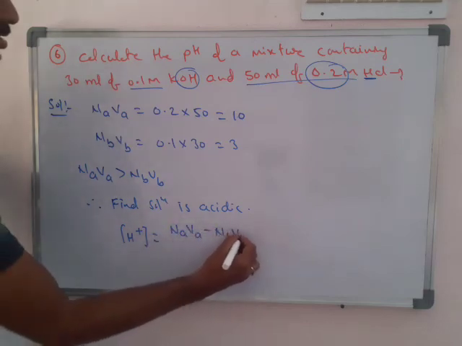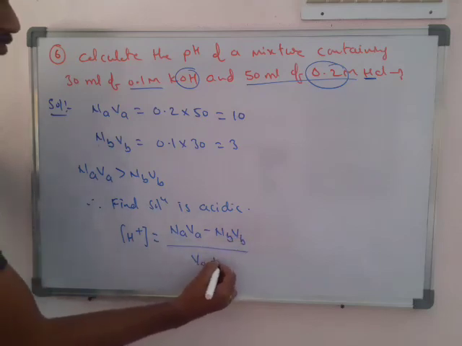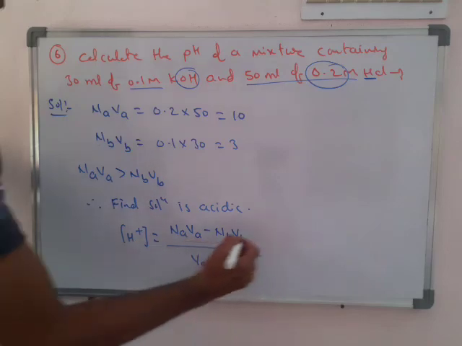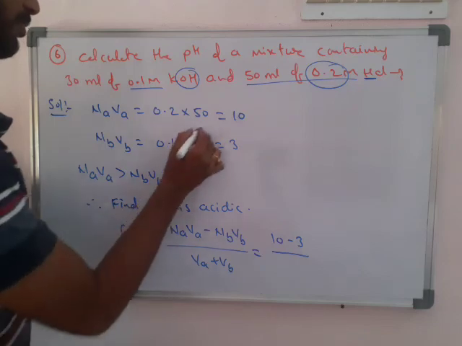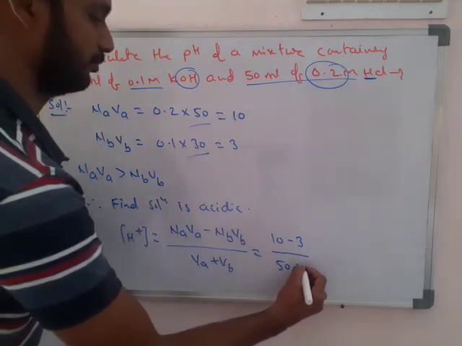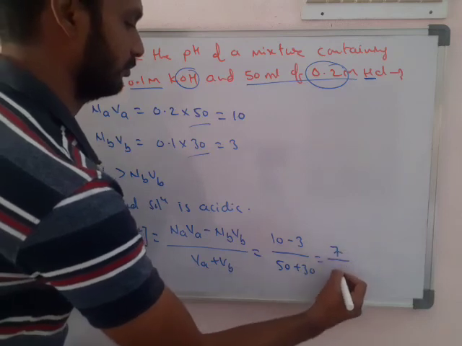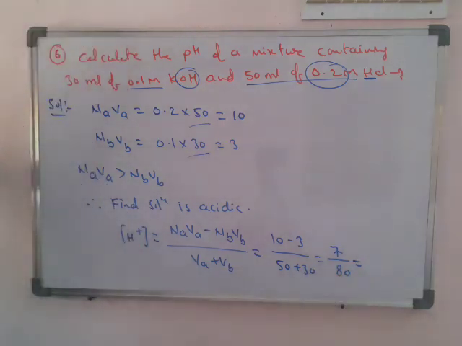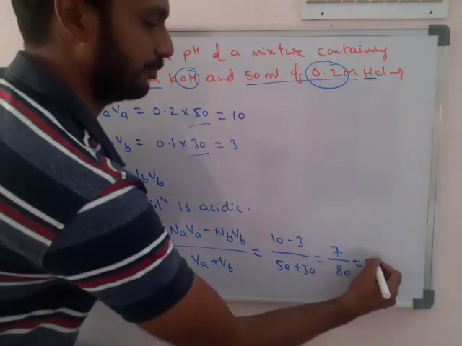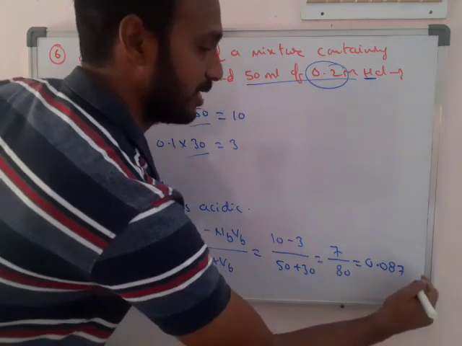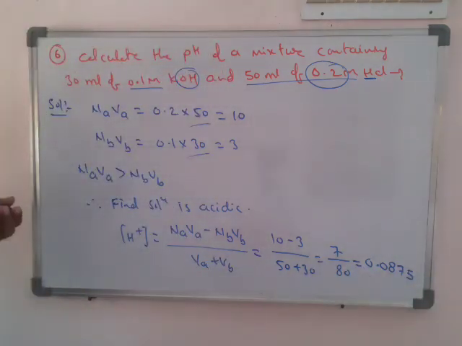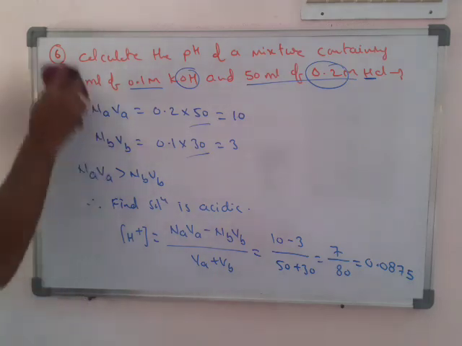How much acidic character remained in that? NaVa minus NbVb by Va plus Vb. We have already done this calculation. What is the total volume? 50 plus 30. On this calculation, how much are we getting? 0.0875. You must be very perfect in the calculation. That is also very important in the exams. 0.0875.